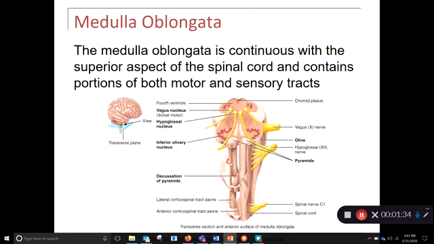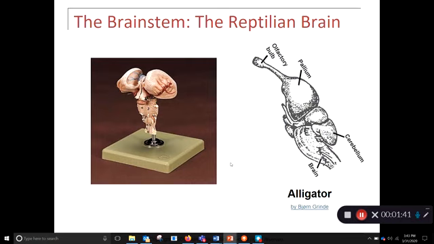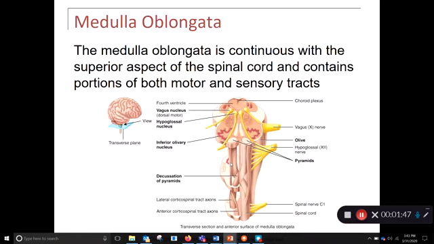So we're going to go ahead and talk about the brainstem and its reptilian-like nature. That's why I call this portion more of the reptilian brain, because you would need this to function, but hey, you'll survive without it in a very poor state of being.